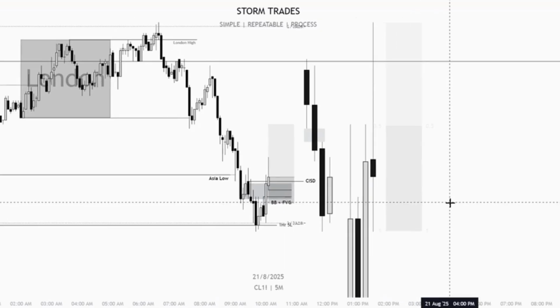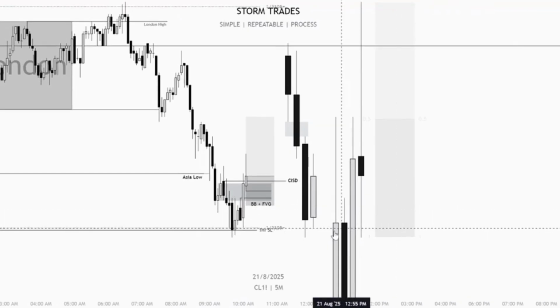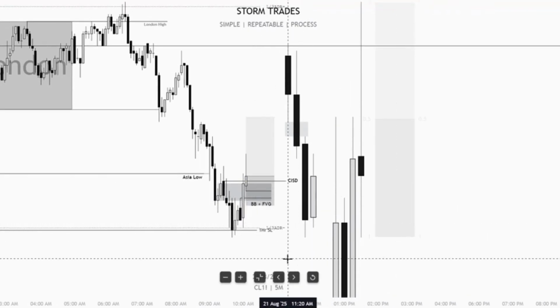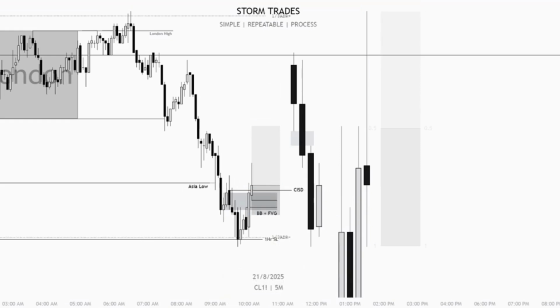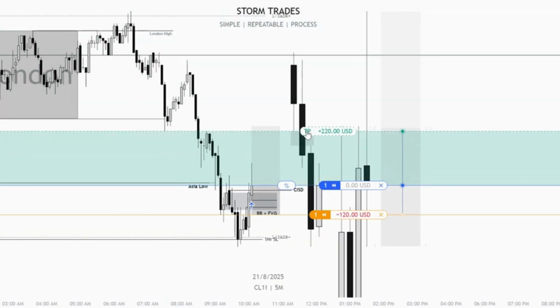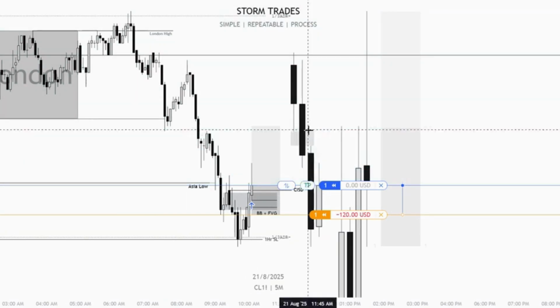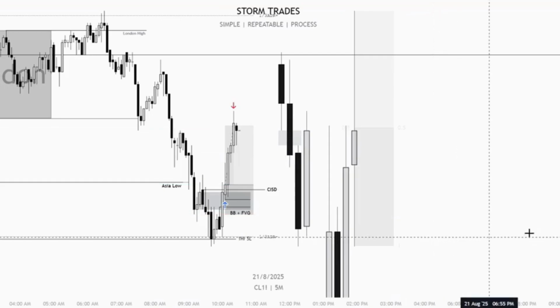Again, I didn't take this. This is what happens when I go over my pairs at the end of the day. I want to see what else I could have taken or how price reacted to certain liquidity pools. So had we got in here, a buy order, stop loss below the breaker block, with a take profit at 2R, which coincides with the midpoint of the daily range, and boom.